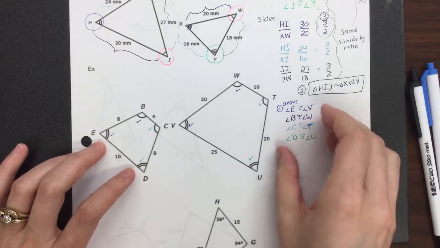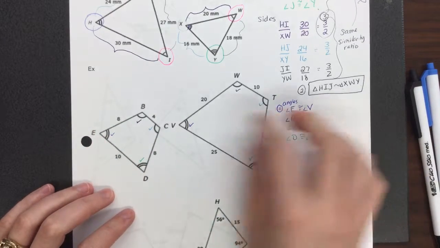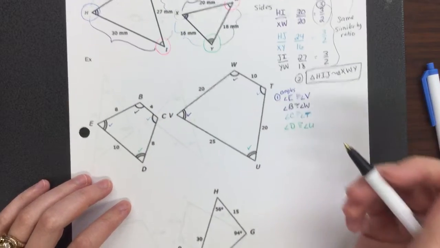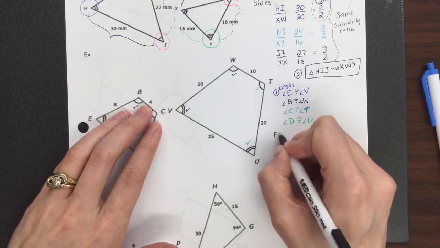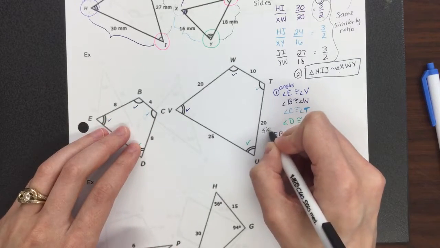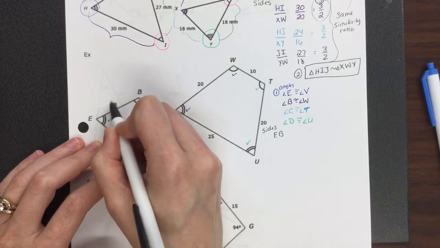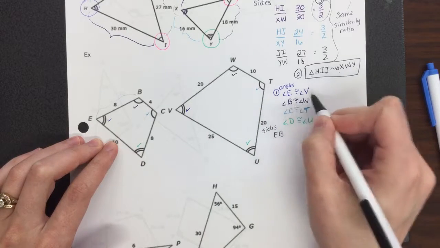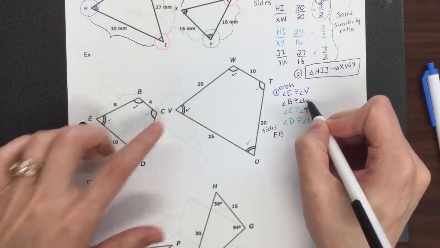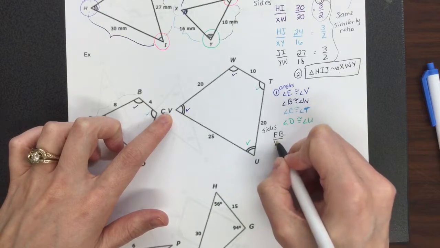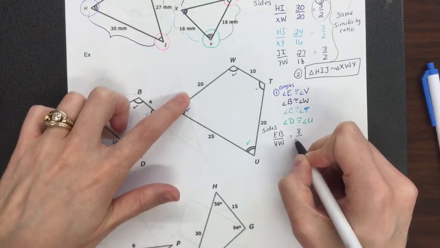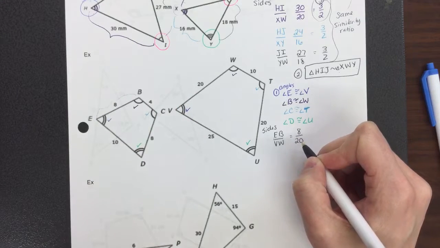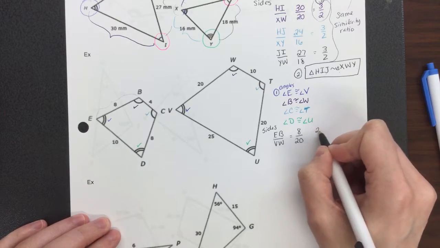Now, just because all the angles are congruent doesn't mean you have two similar shapes. You have to check the sides. So for matching up, we're going side EB, and I'm just getting sides from the picture. So EB matches up with VW. EB has a value of 8 over VW has a value of 20, and 8 over 20 will simplify down to 2/5.